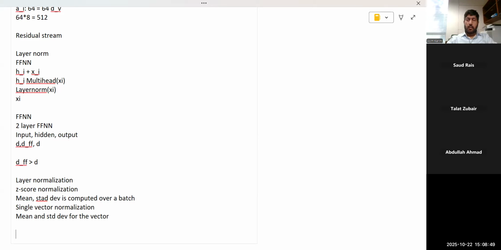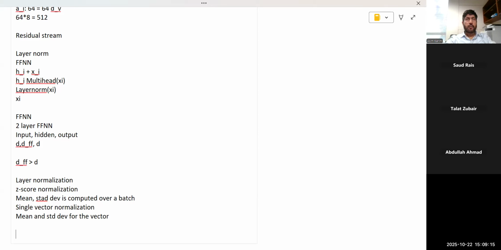ठीक है. So and of course at the end you may have a classification layer, a neural network layer that does the final classification. So that depends on the problem. Part-of-speech tagging के लिए आप different करेंगे, language modeling के लिए different करेंगे and so on. ठीक है.